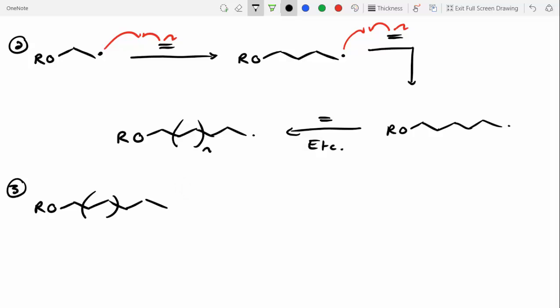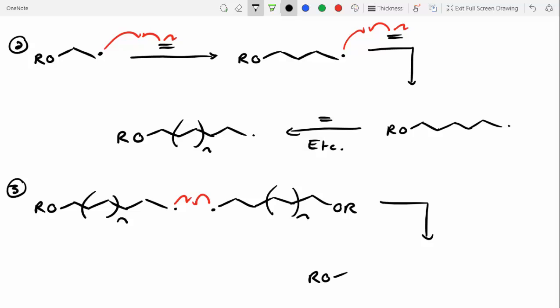We could have two of these radicals actually couple together. And terminate. And form a new carbon-carbon bond. And if we do this, we just get one super long carbon chain with oxygen groups coming off the end. And I'm just going to abbreviate one big N group in there.